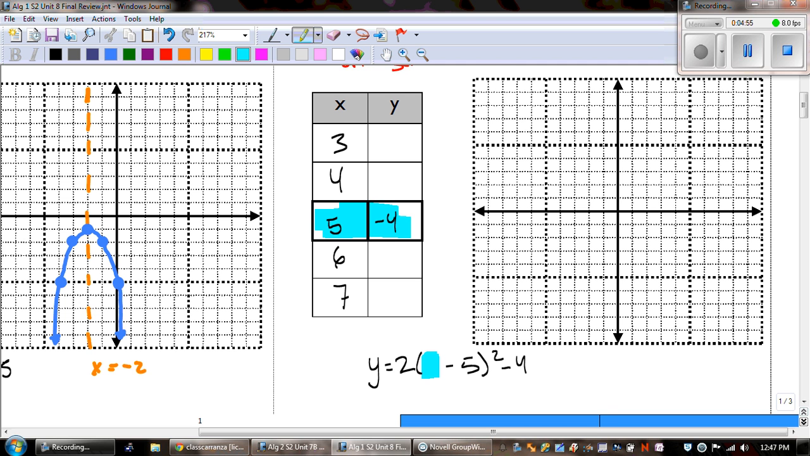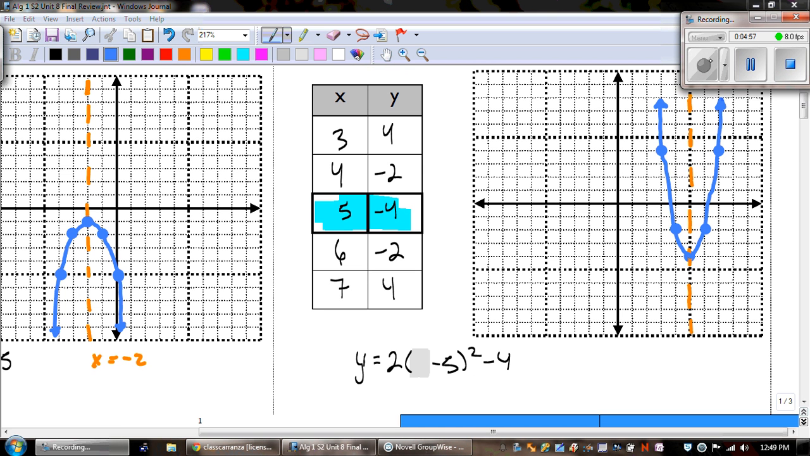Okay, there you go. You should have gotten 4, -2, -4, -2, and then 4. Remember, when you're drawing your graph, try to make the lines as smooth as possible. Don't make it look like a V.